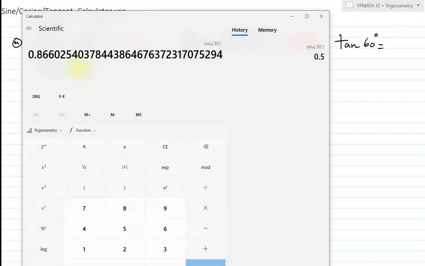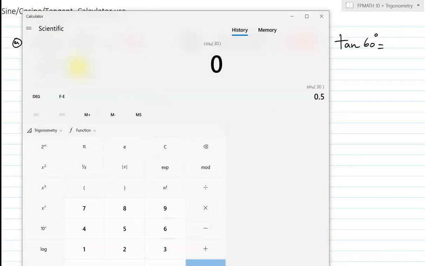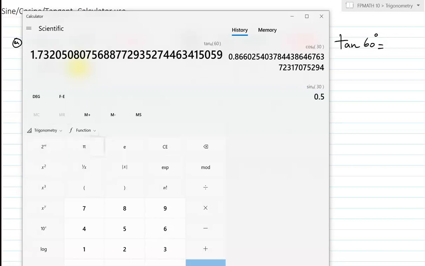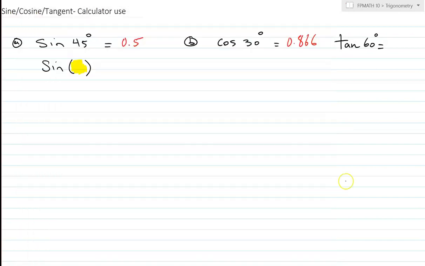So let's do the tangent of 60. I'm going to clear this, 60 degrees. And this time I'm going to hit tangent. And I get 1.732. I'm going to stop at 1.732. Four decimal places is good enough. All right. So here it is, 1.732.